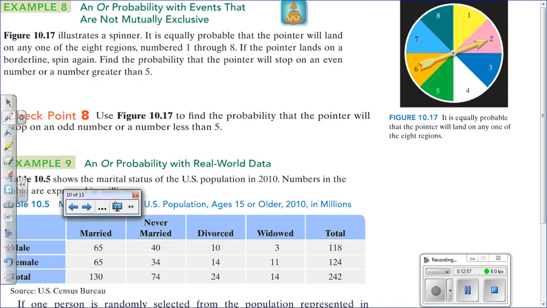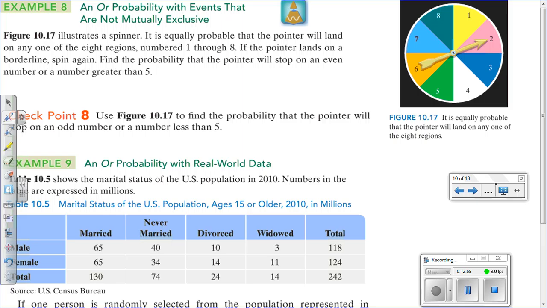So example 6. And more probability with events that are not mutually exclusive. We have that figure on the right side, and it illustrates a spinner. It is equally probable that the pointer will land on one of the 8 regions, number 1 through 8. If the pointer lands on a borderline, you have to spin again. Find the probability that the pointer will stop on an even number or a number greater than 5.